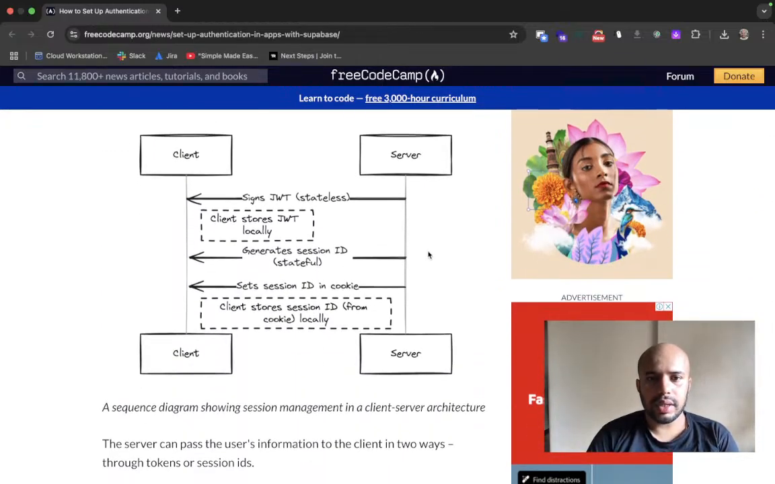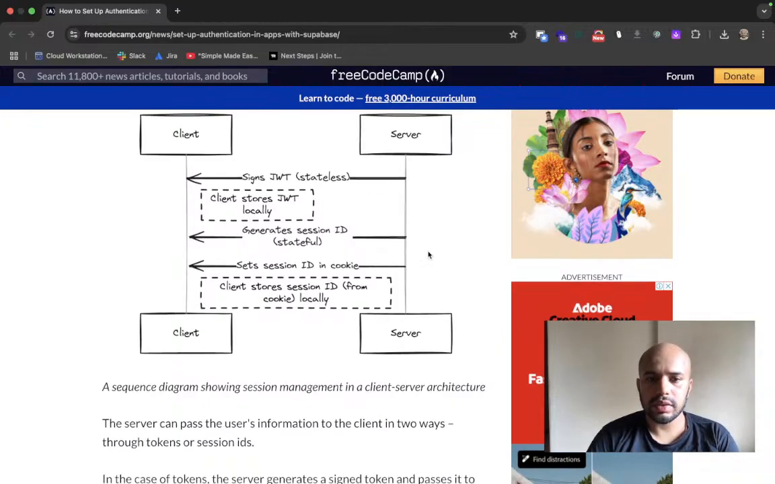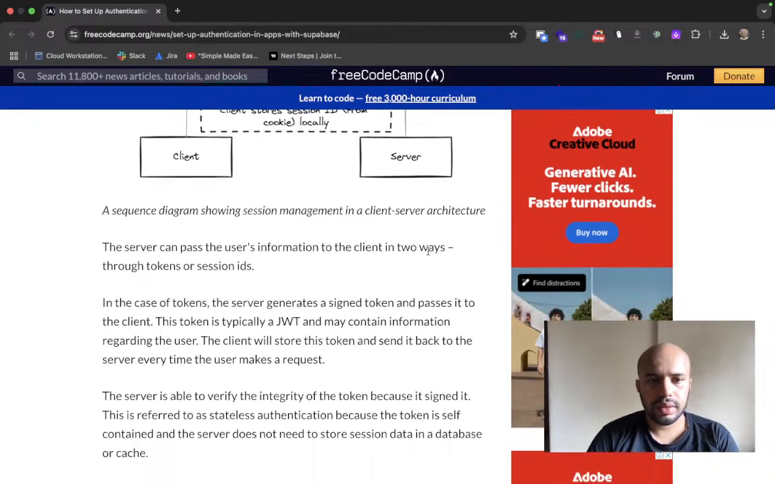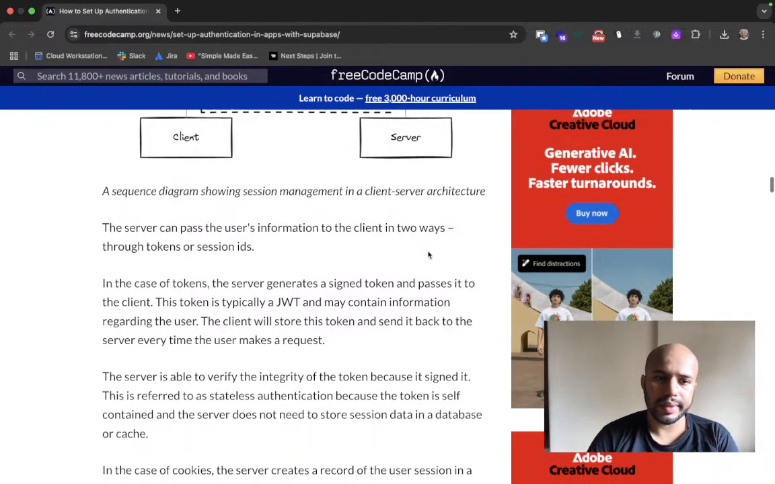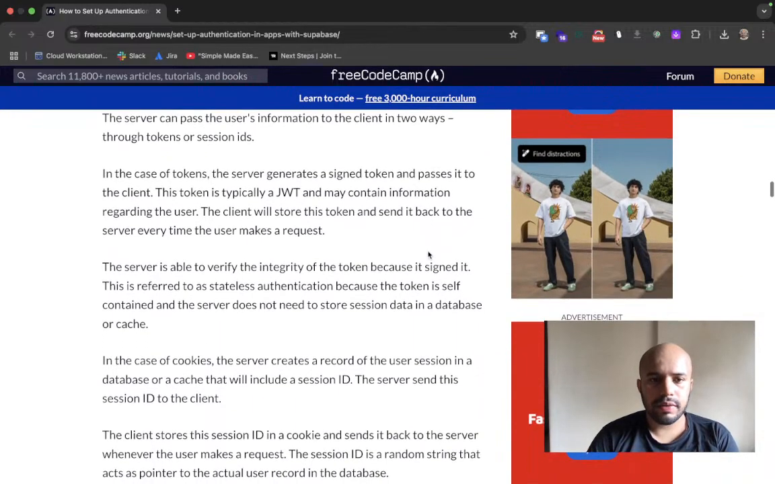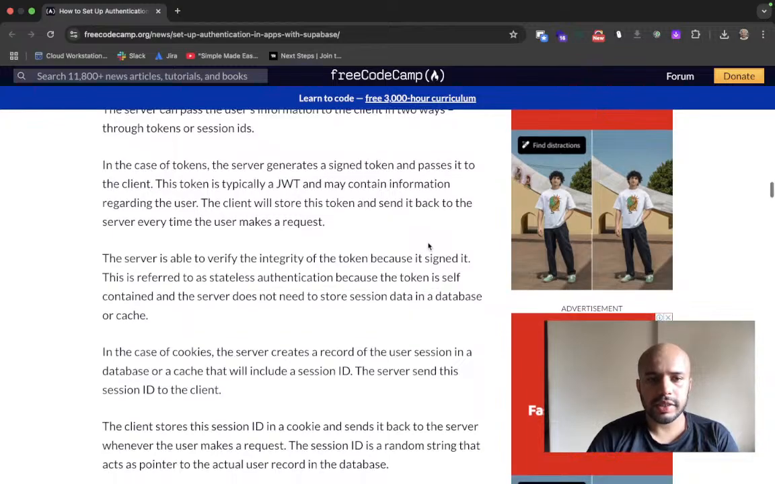The server either signs a JWT, which is stateless, and the client stores the JWT locally, or generates a session ID, which is stateful, and sets the session ID in cookies, and the client stores the session ID from the cookie locally. The server can pass this user information to the client in two possible ways. In the case of a token, the server generates a signed token and passes it to the client. This token is typically a JWT. The server is able to verify the integrity of the token because it signs it. This is referred to as stateless authentication.